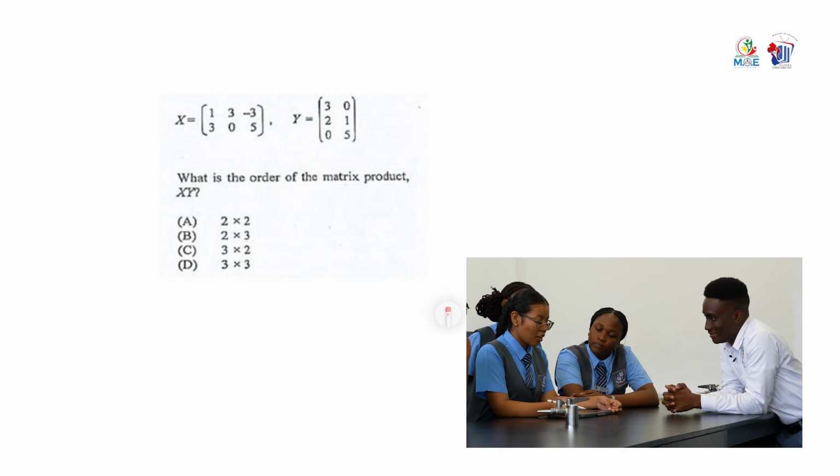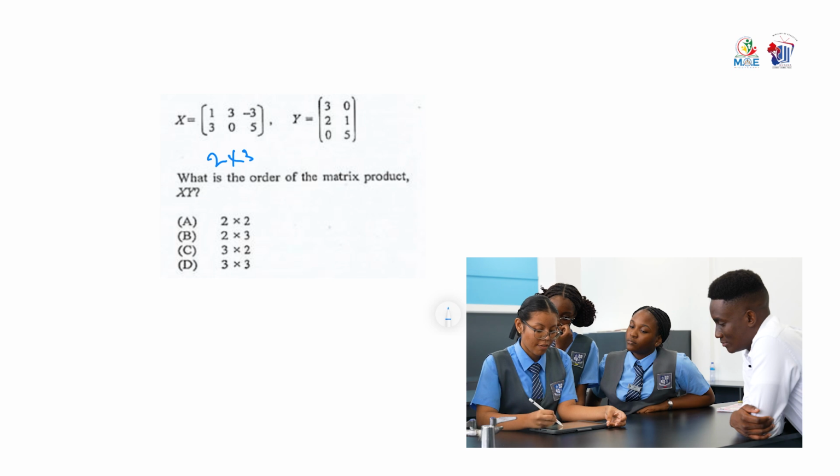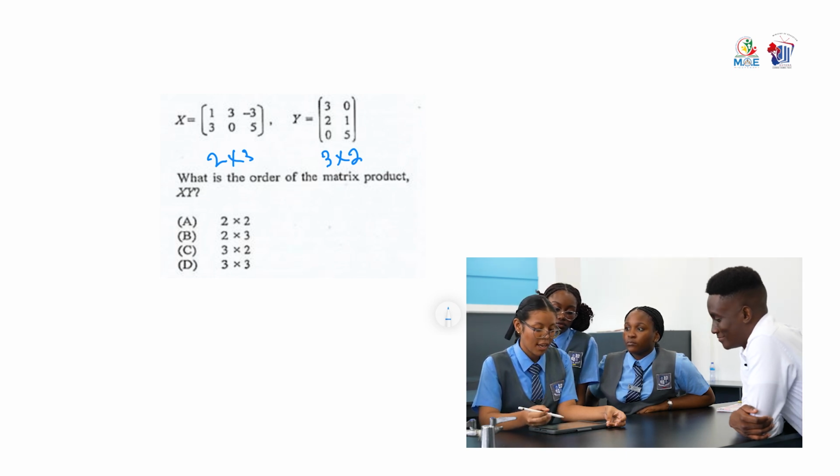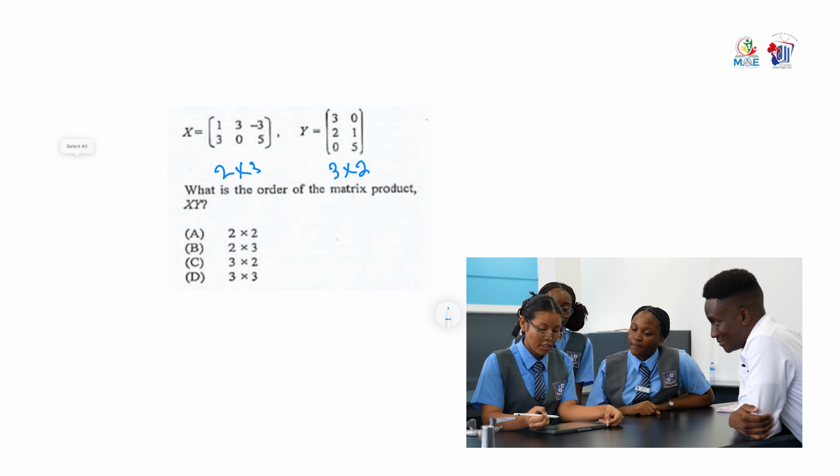Okay, so first of all, in matrices you have the order of a matrix, which is rows by columns. In the first matrix X, you have 2 rows by 3 columns. In the second matrix, you have 3 rows by 2 columns. When you've written the order of the matrices, you look at the 2 inner numbers to determine whether they're compatible to be multiplied. The outer numbers determine the order of the matrix product. In this case, the order of the product will be 2 by 2.